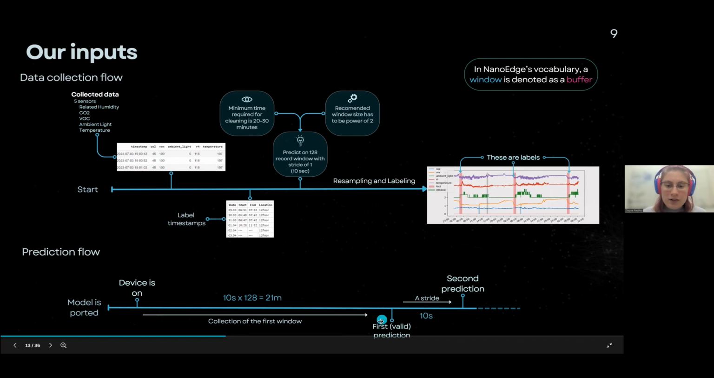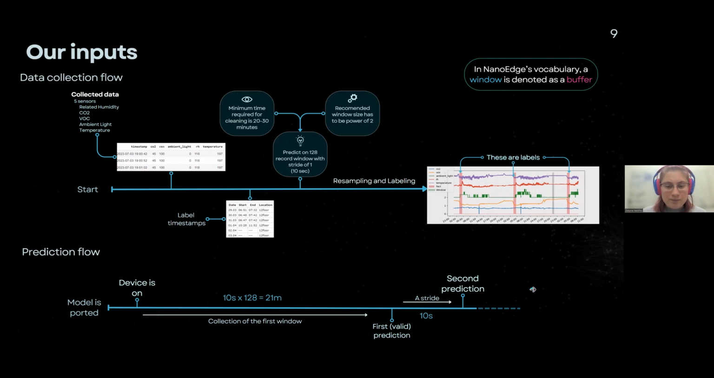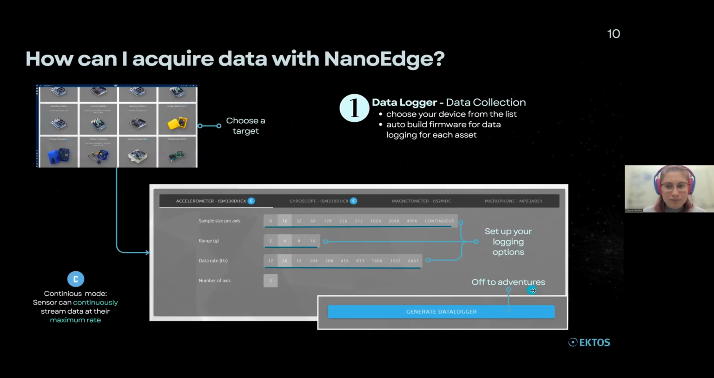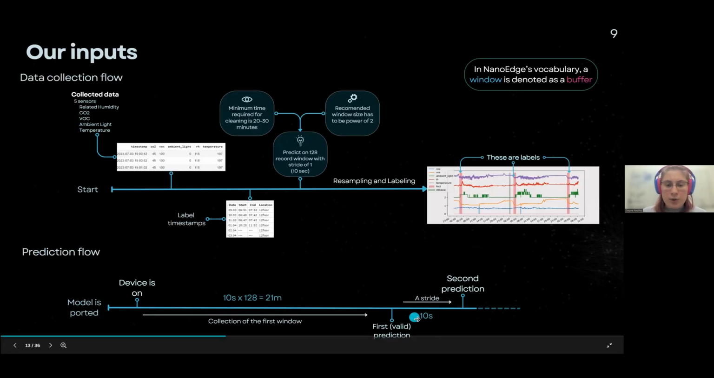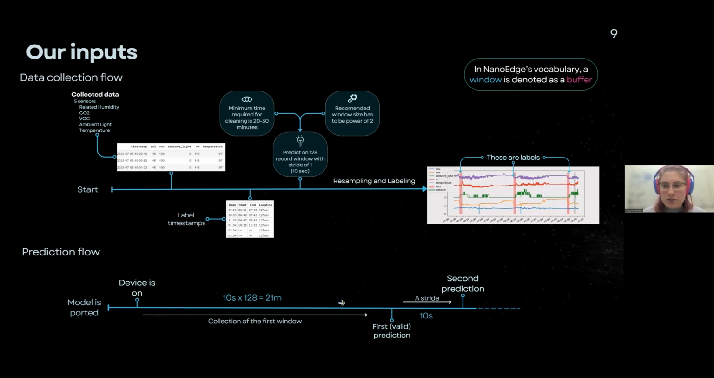Other predictions will be coming after 10 seconds of waiting. So to get our first prediction, we should wait at least 21 minutes, and then we will have this full sequence of predictions that are valid and can be used to portray on our UI.